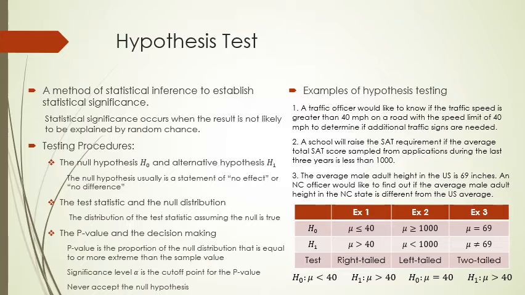Significance level alpha is the cutoff point for the p-value. If the p-value is smaller than the significance level, the results are statistically significant, and we may reject the null hypothesis since the sample is not likely selected by random chance. If the p-value is larger than the significance level, then we fail to reject the null hypothesis since we cannot rule out the probability that the sample is selected by random chance.